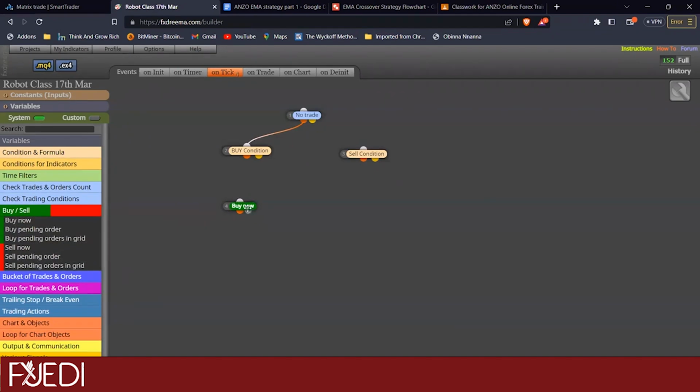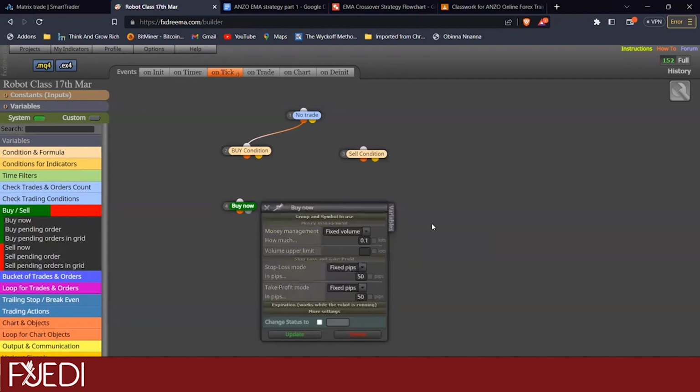What you want to do is double click on it, and this is where you can set the lot size that it will use. You can also set the stop loss and the take profit. So you can see fixed volume, we have it at 0.1. Let's leave it at that. Stop loss mode, fixed pips. We'll leave it at that. And let's make this 30 pips. So our stop loss will be 30 pips away from our entry and our take profit will be 60 pips away from our entry. Now we'll leave this just the way it is. We don't need to modify it. Let's probably check this. No need.